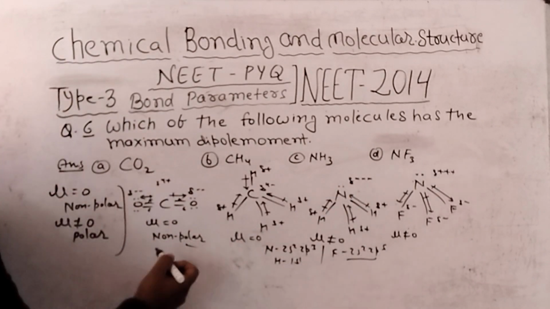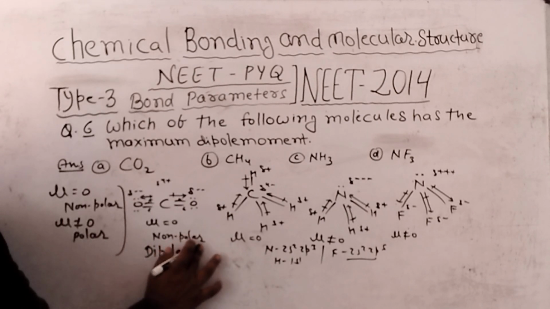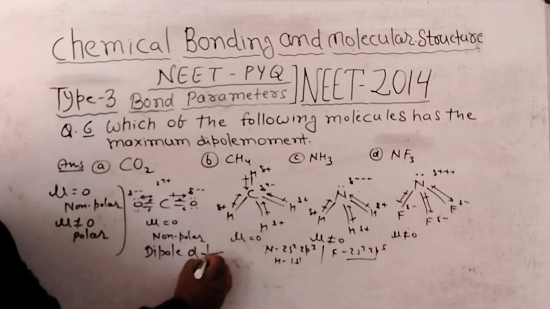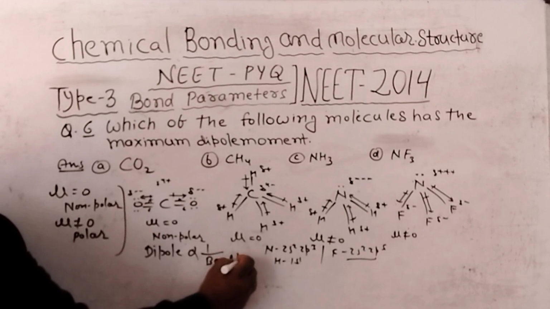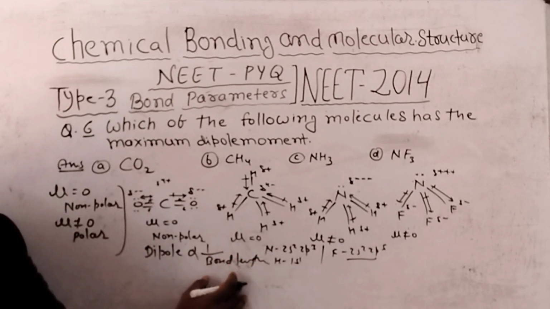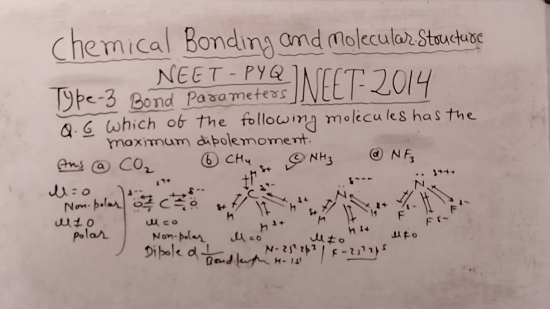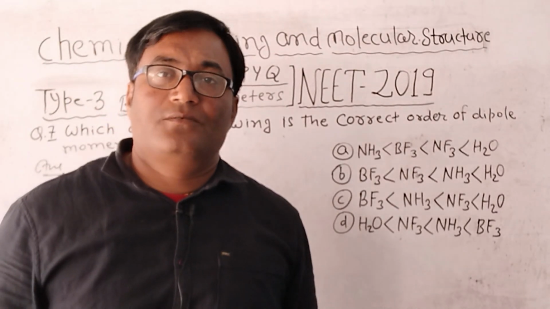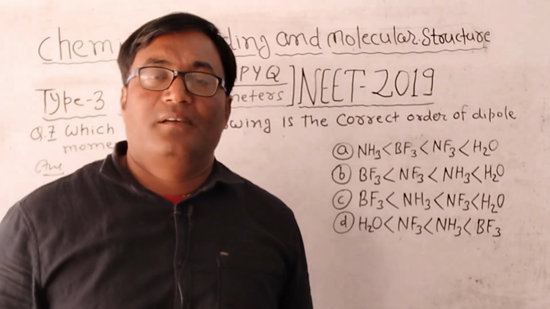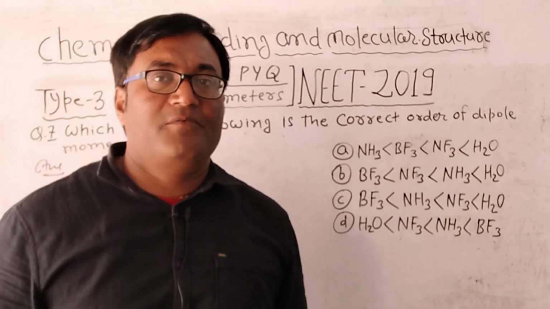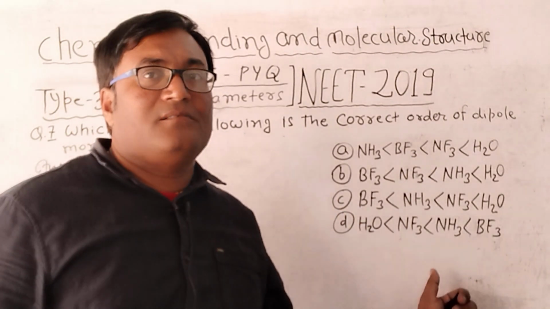So dipole moment is inversely proportional to bond length. So maximum dipole is present in NH3. Okay, this next question is question number 7. This question is based on the order of arrangement of dipole moment in these molecules.